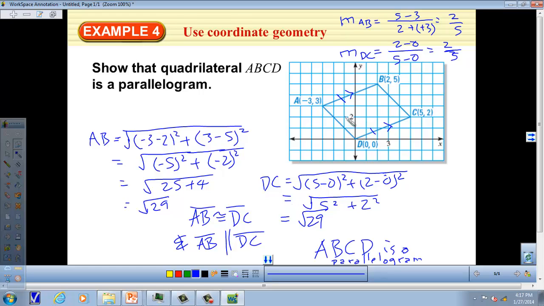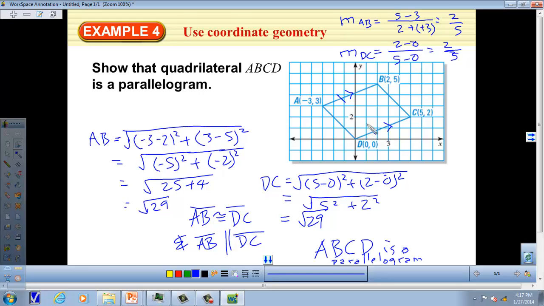Another way we could have done it is the distance formula 4 times, and found out that not only AB is congruent to CD, but AD is congruent to BC. Then we would have known opposite sides were congruent. We could have done the slope formula 4 times, and then we could have said that BC is parallel to AD and AB is parallel to DC. So opposite sides parallel using the slope formula.